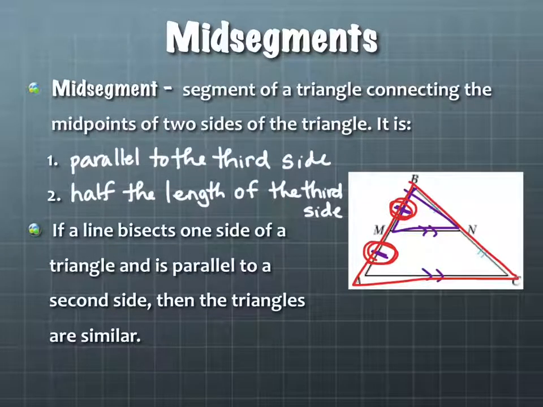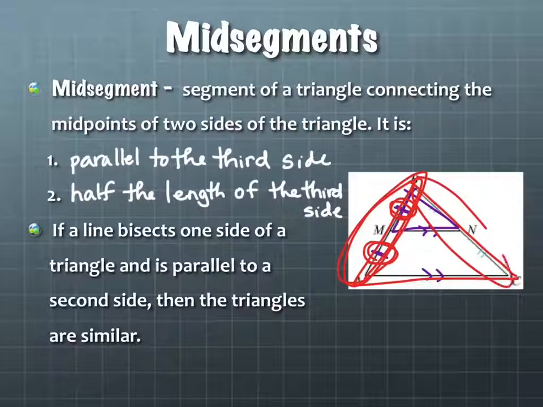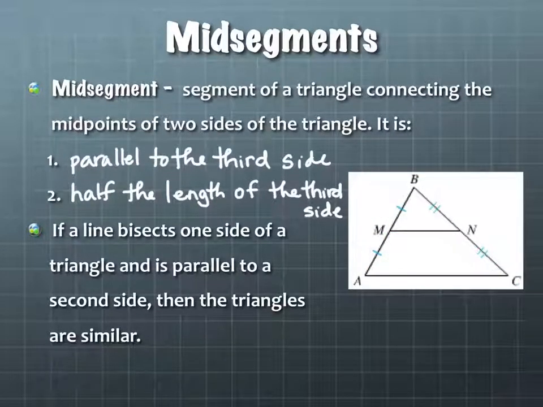Side BM is half as long as side BA, right? This is cut in half, and this is also cut in half. So when we cut them both in half and connect those points, we create a mid-segment which creates parallel lines, and the ratio ends up being the same down here. So if this is 5, then this one would be 2.5, right? It's half as long.